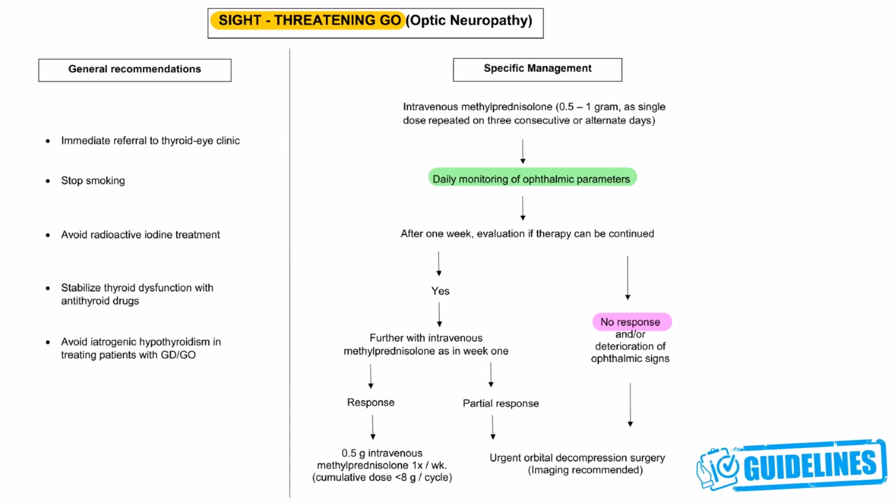After 1 week of evaluation, if there is no response, we should go to urgent orbital decompression therapy. If improved after 1 week, we should go to further intravenous methylprednisolone as in week 1. If there is response, I will decrease the dose to 0.5 gram intravenous methylprednisolone every week, every cycle, with a cumulative dose less than 8 gram per cycle. If there is a partial response, I will go to urgent orbital decompression surgery.